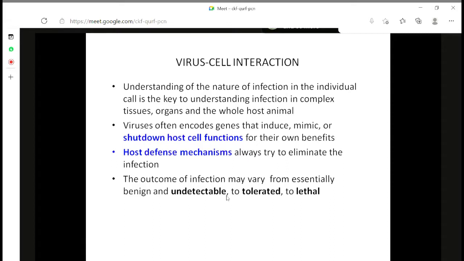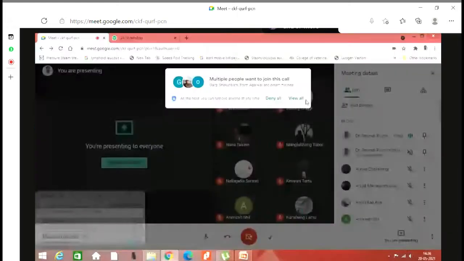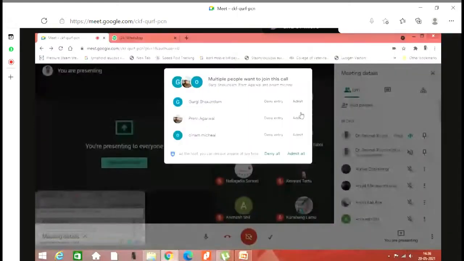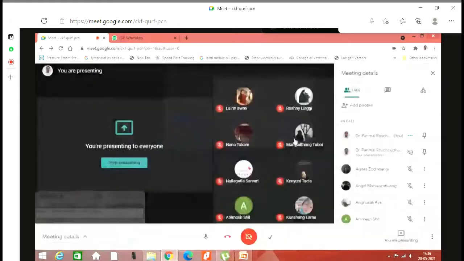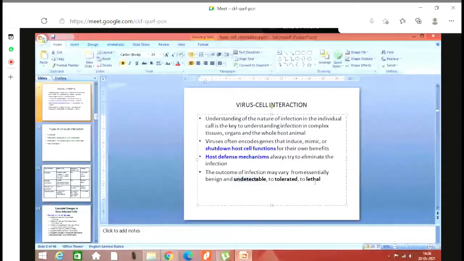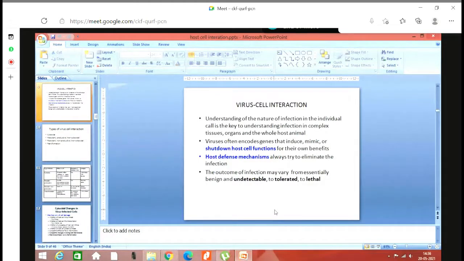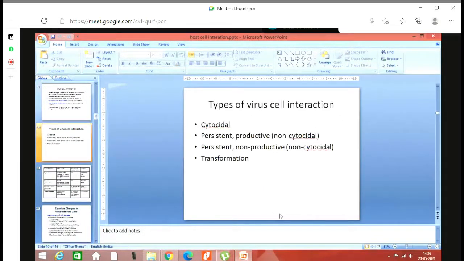So some clinical manifestation, a course of disease may occur, and afterwards the person may recover from the infection. However, there are certain infections where it is lethal, meaning the virus infection or the viral cell interactions may lead to the death of the individual. So the understanding about these different aspects of viral cell interaction is important.